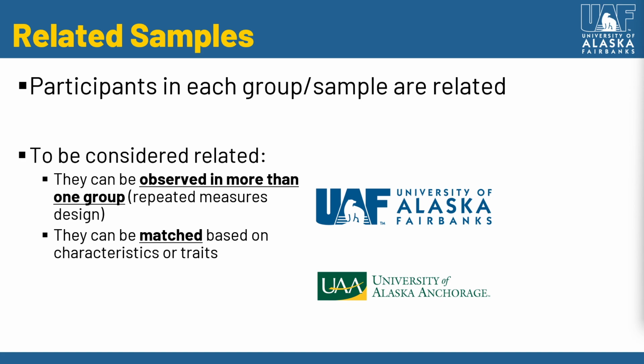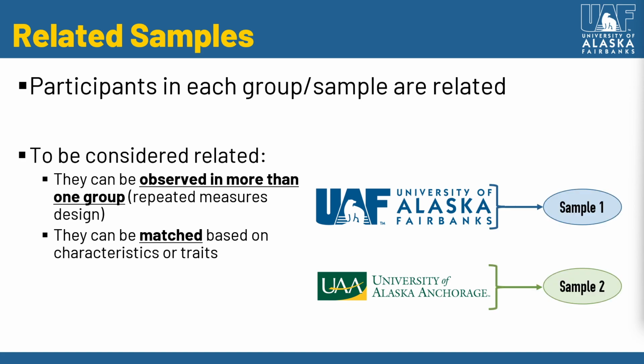Or they could be matched based on characteristics or traits. So say I selected students from UAF and UAA, different samples, and then I matched them somehow. Maybe, for example, I wanted to do the same thing, looking at student experiences across the college experience, and I matched them based off their major and high school GPA or something like that, right? Then I just wanted to see how their experiences compared, or maybe if they were psych majors who are first gen or from rural Alaska, or whatever it may be, right? Some way to match people.